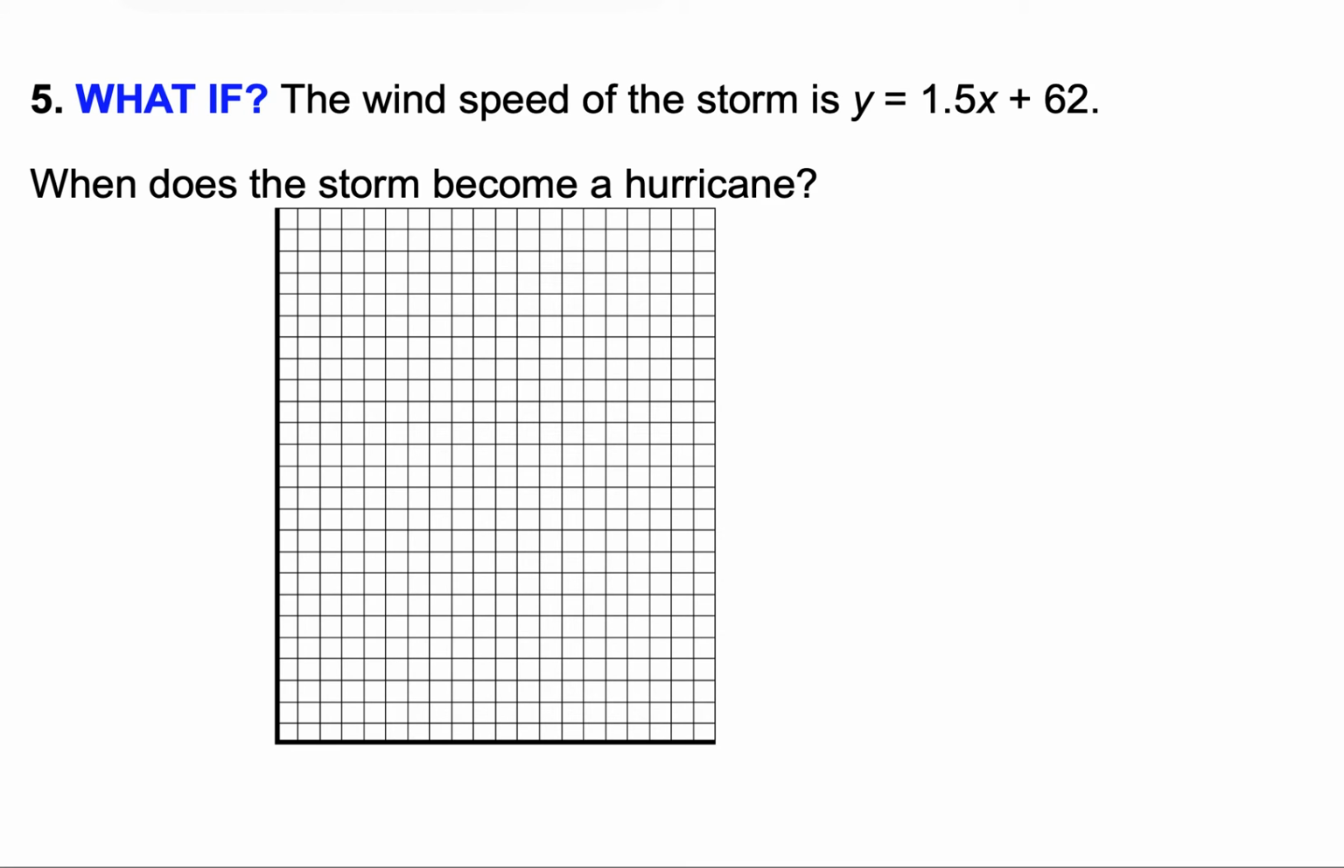All right, let's take a look at this next problem. What if the wind speed of the storm is y equals 1.5x plus 62? When does the storm become a hurricane? So you're going to go ahead and do the same things that we did in the last problem. You're going to set up your own graph. You're going to want to make sure you put labels on it. You're going to set up a table with 5 points. You're going to solve that, and then you'll look to see where it becomes a hurricane. Go ahead and pause the video and try this one on your own.